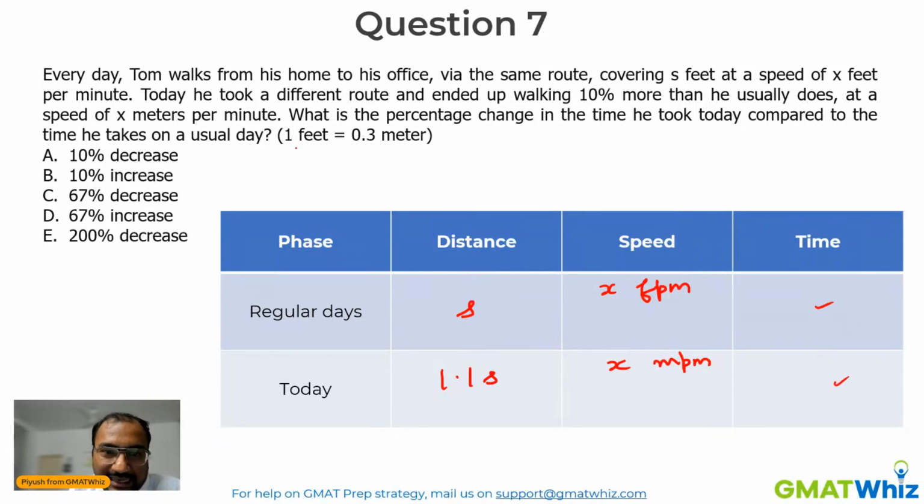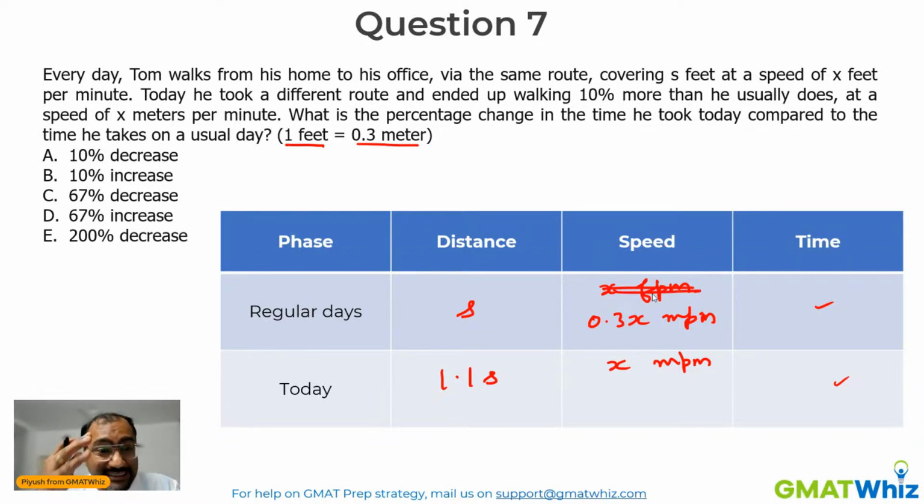So first things first, let's get the units in the same way. Okay, so it's 1 feet, 0.3 meters. So I'll write this as 0.3x meters per minute because 1 feet is 0.3 meters. So x feet will be 0.3x meters per minute. Okay. Now, there are two ways to go from here, even using the regular method.